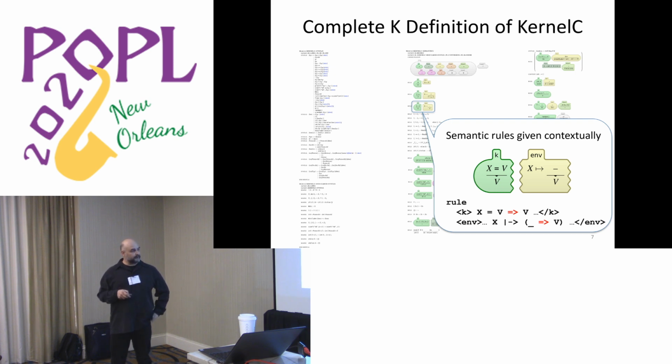This is what the PDF generator generates. And what you say here is that for the assignment, where this is a value now, because it was strict in the second argument, the assignment in C rewrites to the value. And in the environment, you have to bind X. So X must be declared. And this is the binding of X. And whatever is there, it gets rewritten to V. So there are two rewrite relations.